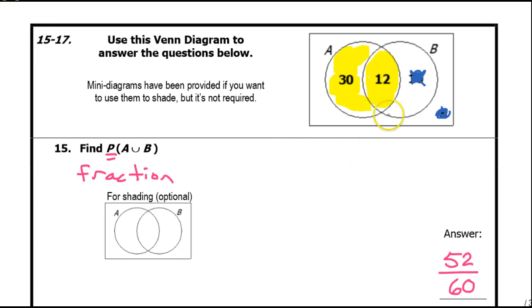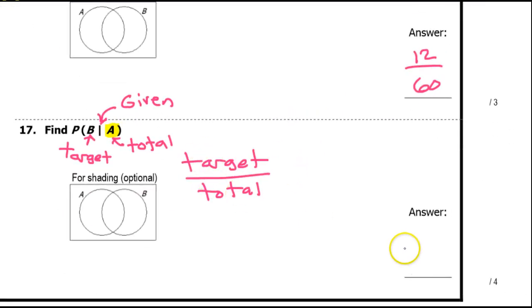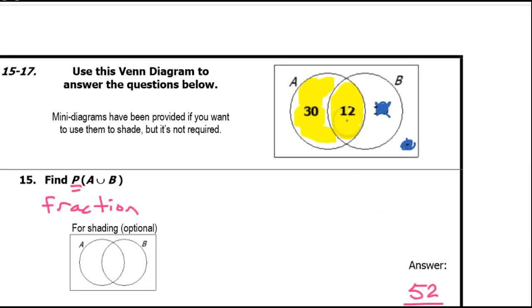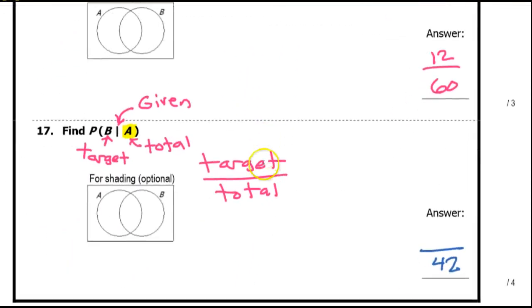Now we do target over total. The new total is 42. So target over total, the new total is 42. The target is B, so that's what's going to go in the numerator. Out of the numbers we have left, the B number is 12, because 12 is in the B circle. So that's going to be 12 out of 42.